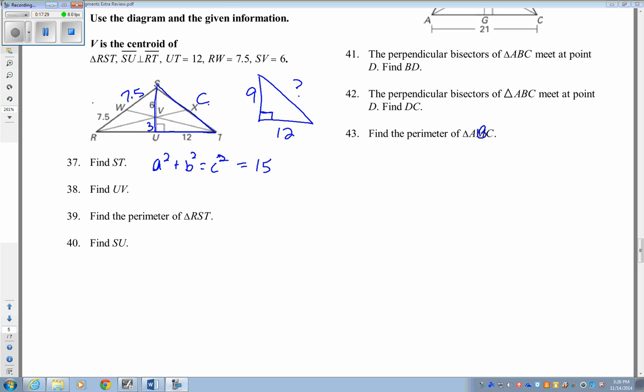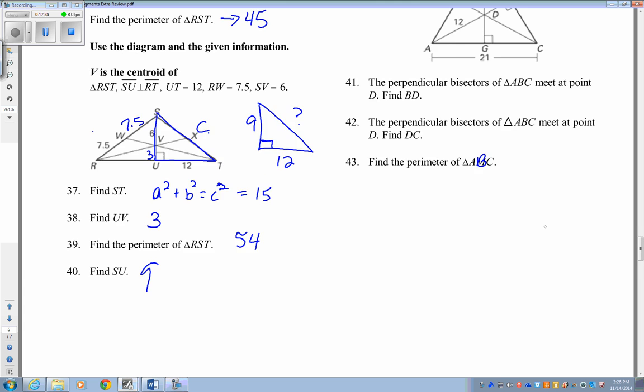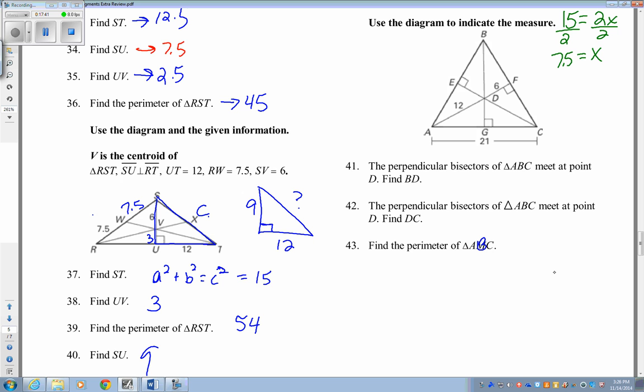All right. So UV is 3. The perimeter we should have had 54. SU was 9. And then here we have perpendicular bisectors, so we have a circumcenter. So they meet at D. What is BD going to be? 12. And it should be 12, right? And this was 63.